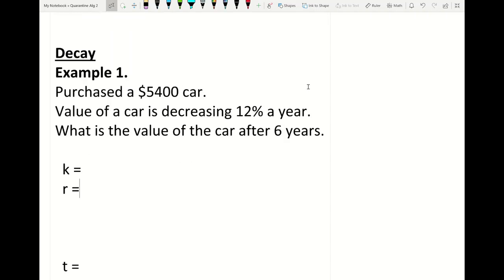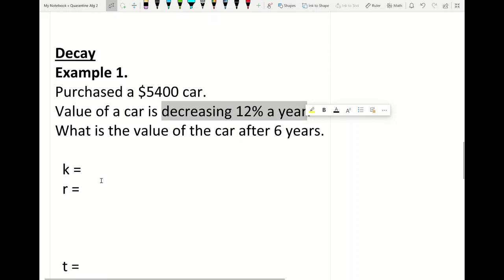Now that we went through two examples of exponential growth, we now need to talk about exponential decay problems. Decay means that the value will go down. One good example of that is the value of a car. Unless it is a special type of a car, the value of most of the cars that we see on the street will go down. In this problem, the rate of decrease is 12%.